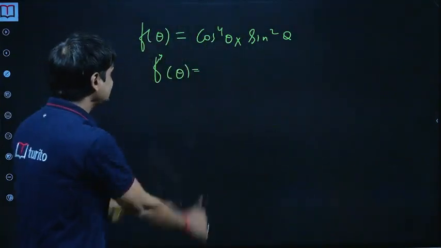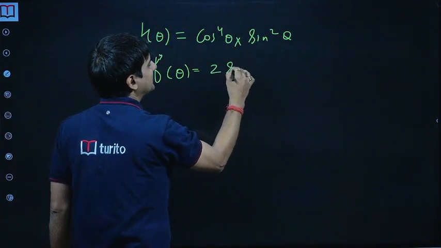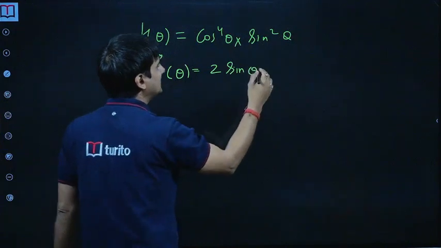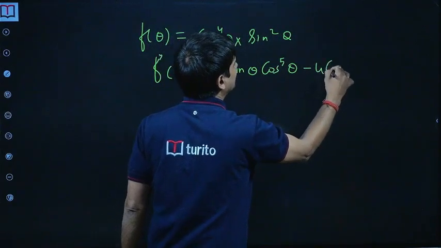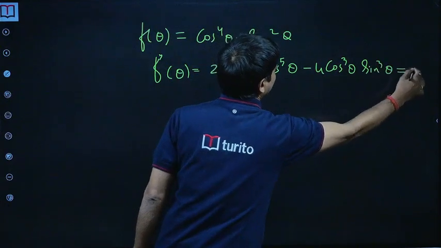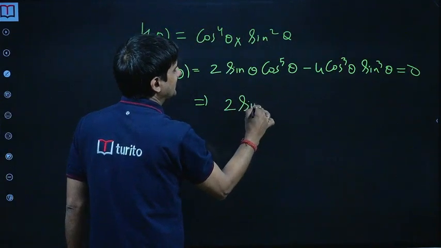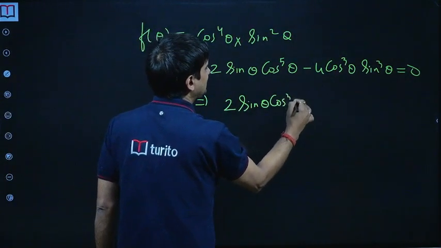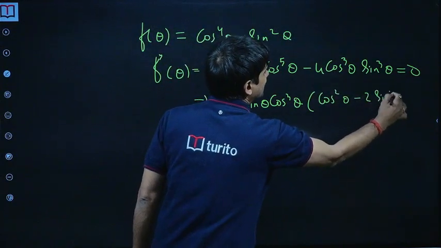But anyways, if I just simply differentiate it, it will be 2 sine theta cos raised to the power 5 theta minus 4 cos cube theta into sine cube theta. And then equate it to 0. Whatever you get common, take it out. So it will be 2 sine theta cos cube theta, and then cos square theta minus 2 sine square theta equal to 0.